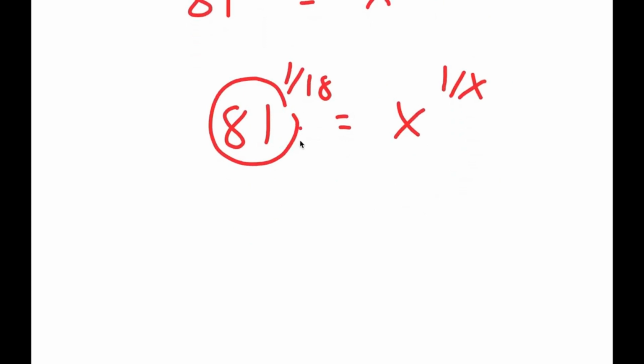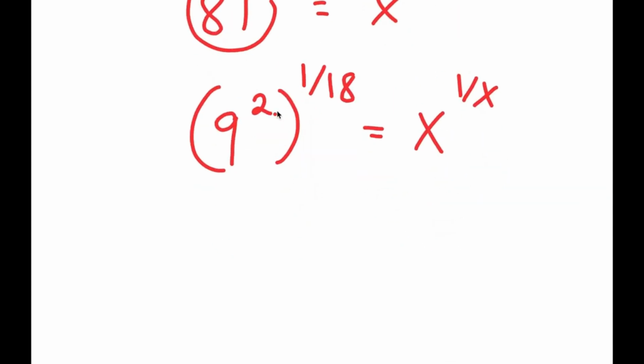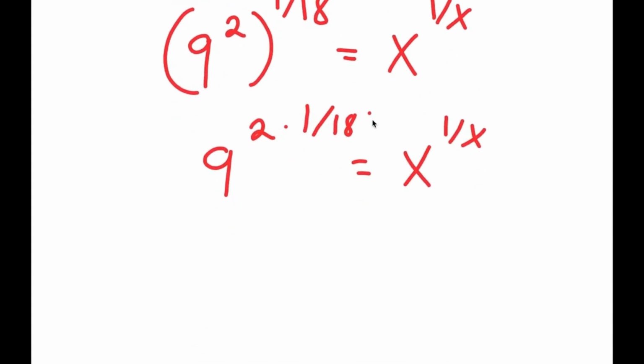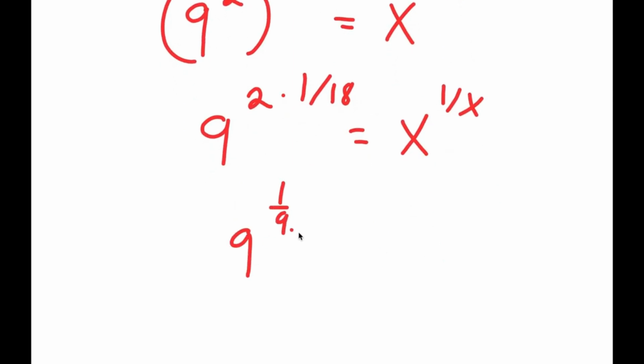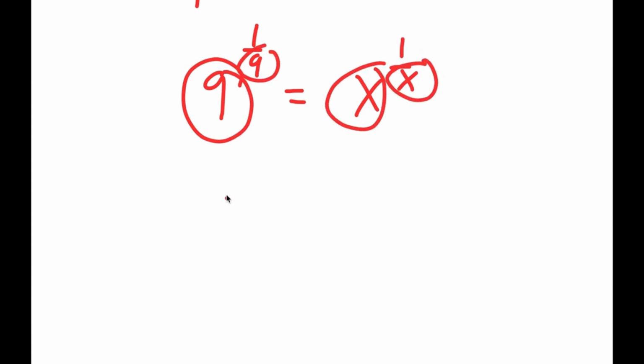Now, 81 here is the same thing as 9 squared. So I'm going to rewrite this as 9 squared to the power of 1 over 18 is equal to x to the power of 1 over x. And now this is the same thing as 9 to the power of 2 times 1 over 18 is equal to x to the power of 1 over x. And 2 times 1 over 18 is the same thing as 1 over 9. So I get 9 to the power of 1 over 9 is equal to x to the power of 1 over x. Now, notice how this is in the form a number to the power of 1 over that same number is equal to x to the power of 1 over x, meaning x is equal to this number 9.